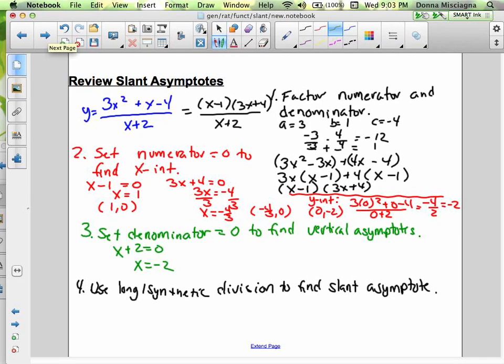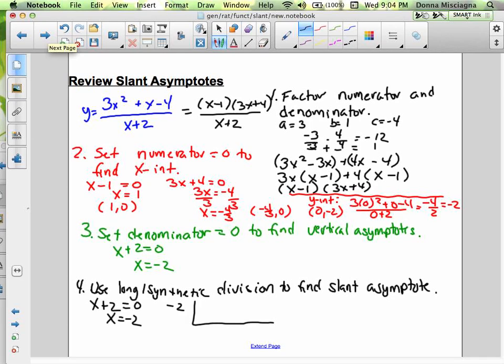And now for the slant asymptote, we need to use long or synthetic division. Since we've seen long a couple times, and we saw long in the last video, I'm just going to use synthetic here, but you can use either. For our divisor, x plus 2 is what's in the denominator. So we set x plus 2 equal to 0. x equals -2 is what we're going to be dividing by. Same thing as the vertical asymptote.